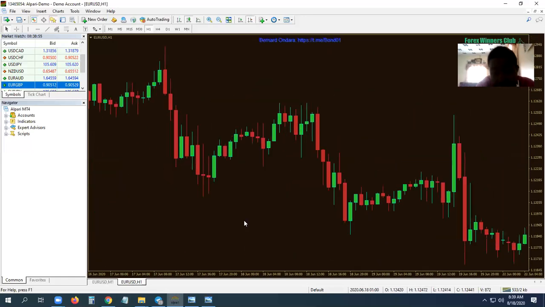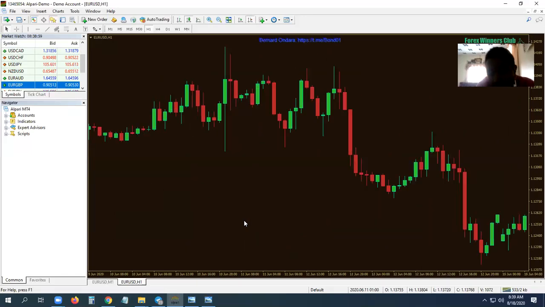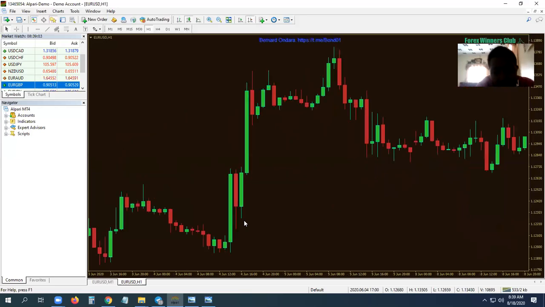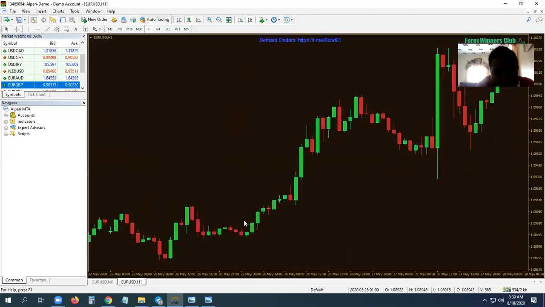Two more examples, and then we go to another pattern because there are many patterns. Here is one. Yeah, this is a dark cloud cover. The red closed below the half of the green.